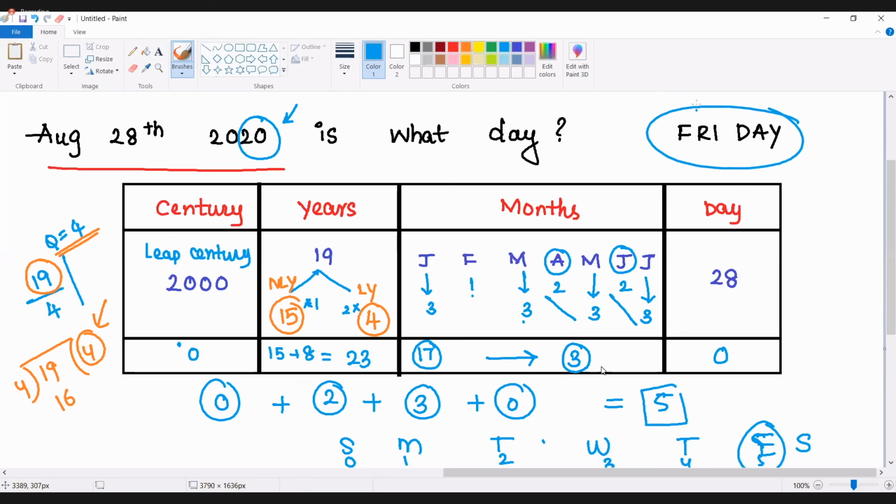Are you getting my point? February is going to be 1 odd day, not 2 odd days. February is having 1 odd day because February will have 29 days.